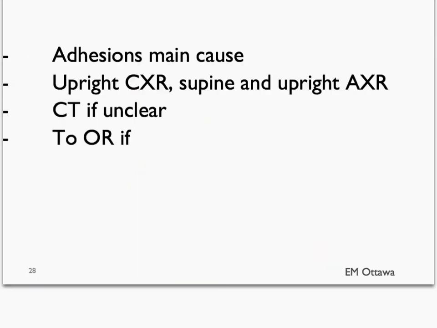In summary, we discussed small bowel obstructions. Here are the key points. 1. That adhesions are the main cause of small bowel obstruction. Do not forget that hernia is also a cause as well.